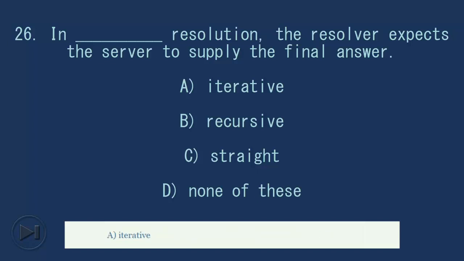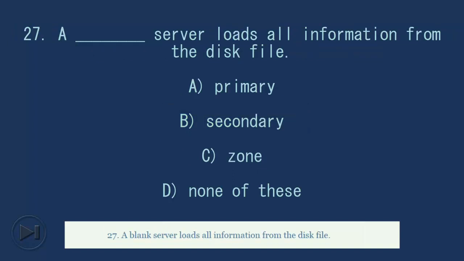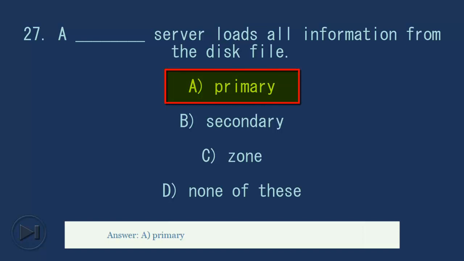26. In blank resolution, the resolver expects the server to supply the final answer. A. Iterative. B. Recursive. C. Straight. D. None of these. Answer, B. Recursive. 27. A blank server loads all information from the disk file. A. Primary. B. Secondary. C. Zone. D. None of these. Answer, A. Primary.